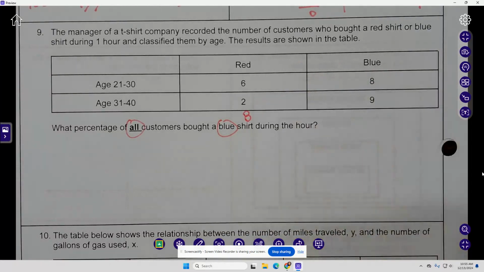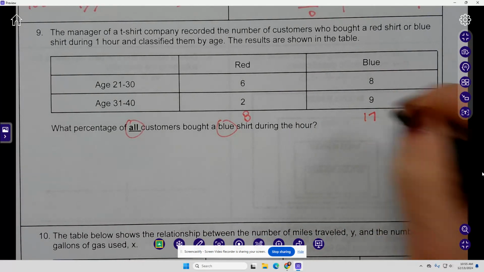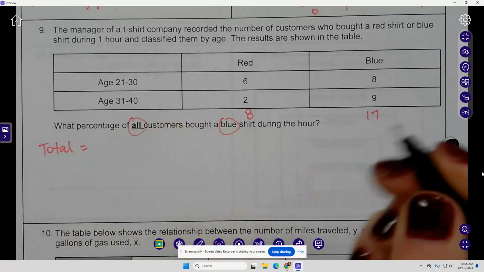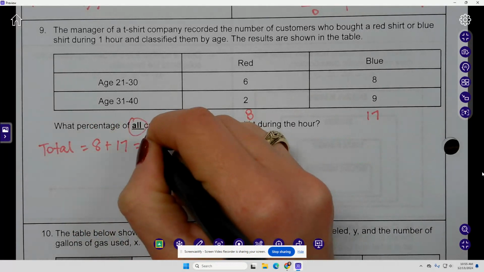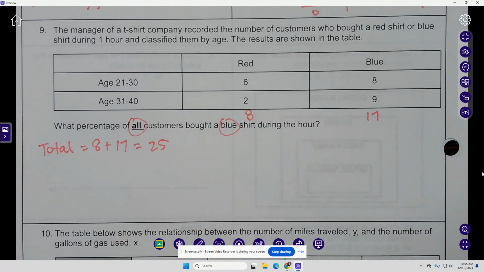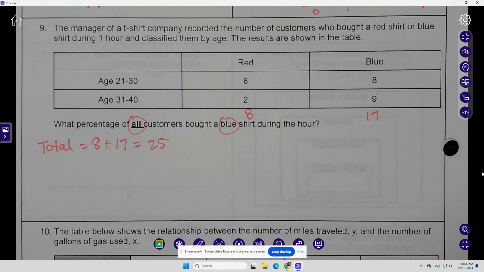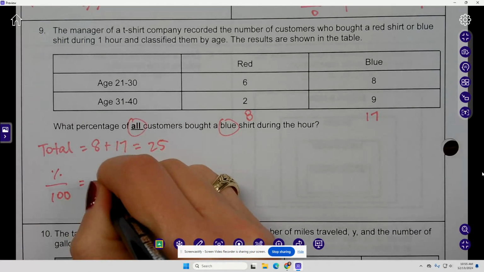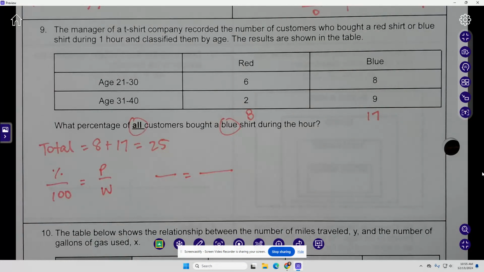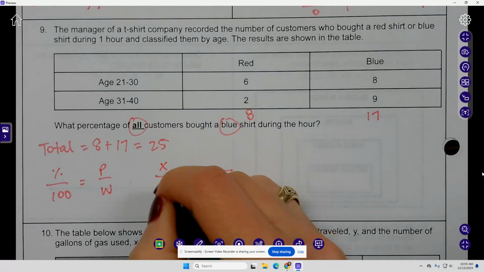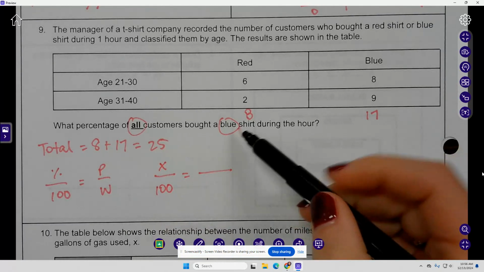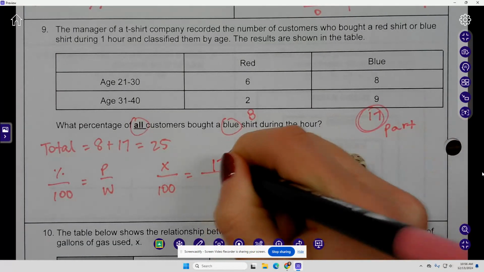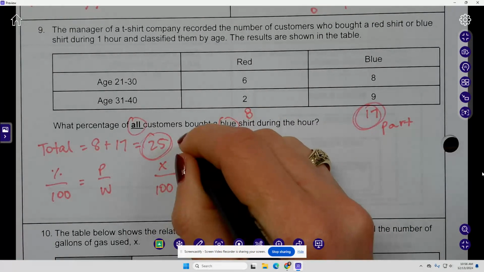So 8 people bought a red shirt, and then 8 plus 9 is 17. So 17 people bought a blue shirt. Okay, so to find the total, I'm going to add 8 and 17, and that equals 25. So now I'm going to set up my percent proportion. So percent over 100 equals part over whole. Now I'm going to fill that in. I don't know the percent. That's what I'm trying to find. I'm trying to find the percent of blue shirts, so 17 would be the part. And then the whole is the total number of customers.